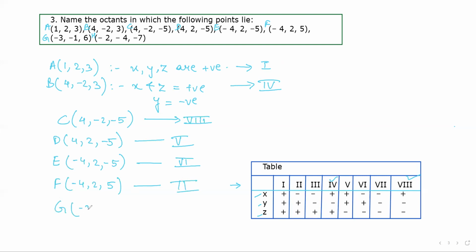G is minus 3, minus 1, 6. Minus, minus, plus, 3rd octant. H is minus 2, minus 4, minus 7. This is minus, minus, minus, which is your 7th octant. Next.